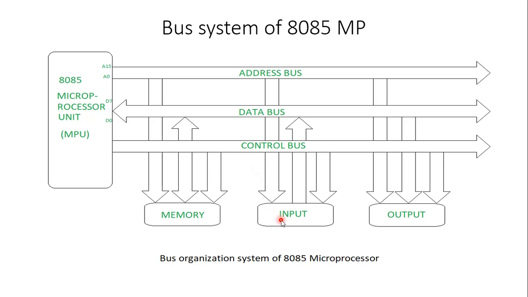For example, as per our previous example, the input is a switch and the output is an LED. According to this input data and output data, we have to write a set of instructions in the memory. As per these instructions, the microprocessor processes the data and sends it to the output device.